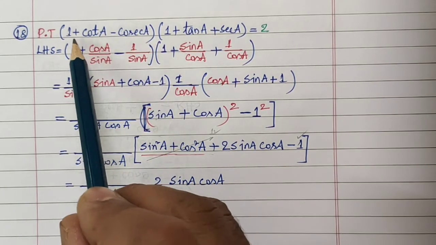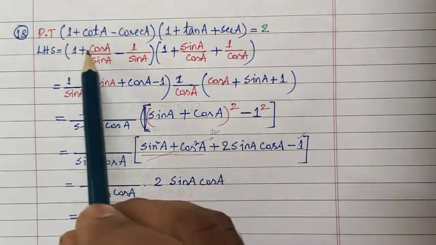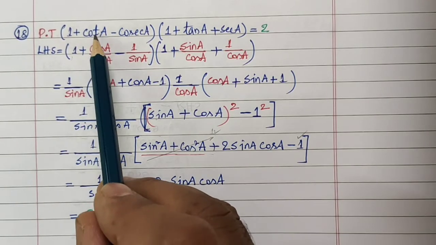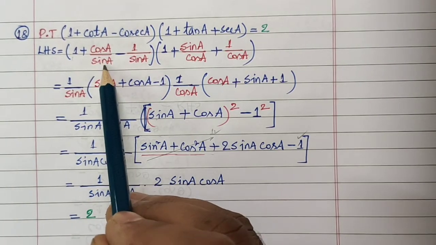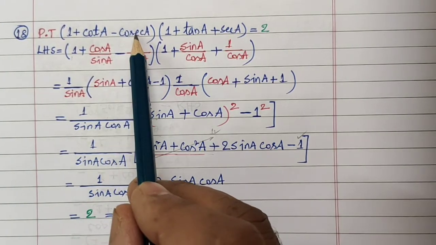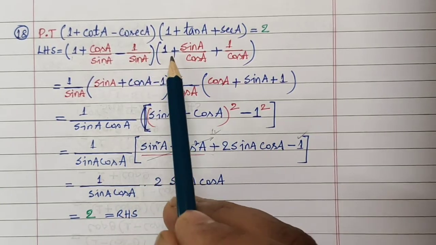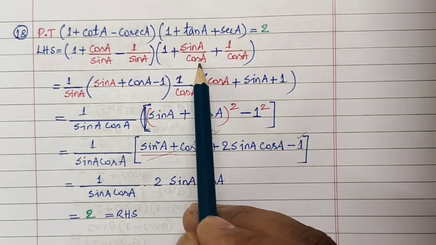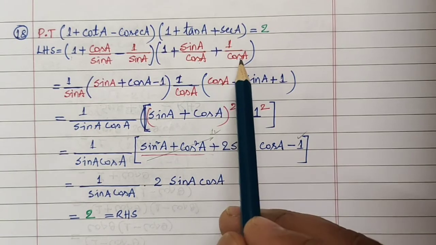So let us change everything into sin and cos. The 1 we are keeping as it is. Cot A is cos A divided by sin A, minus cosecant A is 1 by sin A, into 1 plus sin A divided by cos A plus 1 divided by cos A.